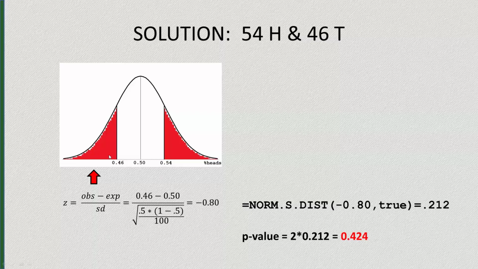The NORM.S.DIST function gives us this area being 0.212. Total red area will be double that. Our p-value is 0.424.